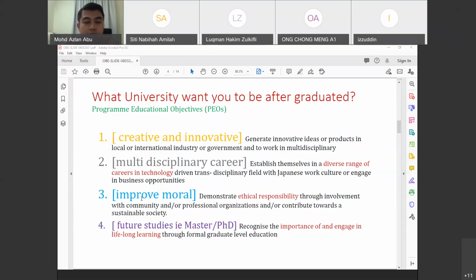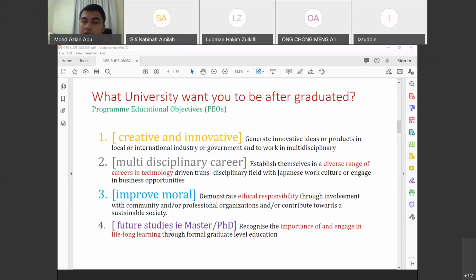Next, improve moral, where you demonstrate ethical responsibility through involvement with community, professional organization, or contribute towards a sustainable society. For example, after you graduated, you join a society like IEM, Institution of Engineers Malaysia, or register with a professional body like Board of Engineers Malaysia, or you get involved in a sustainable society, like Suruhanjaya Tenaga ST, or PV solar panel and so on, that contribute to the society.